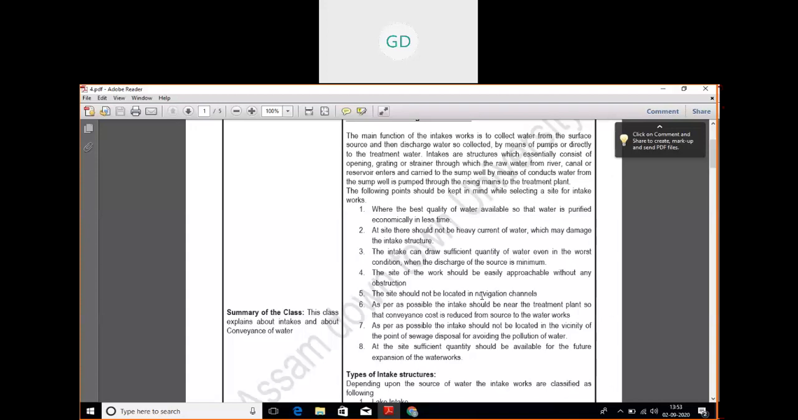Otherwise, what will happen? The waste or discharge which is coming out from the boats and ships, that water gets polluted. And if the intake takes the polluted water, then obviously the load on the treatment plant will become more. Okay, so next point, let me see.